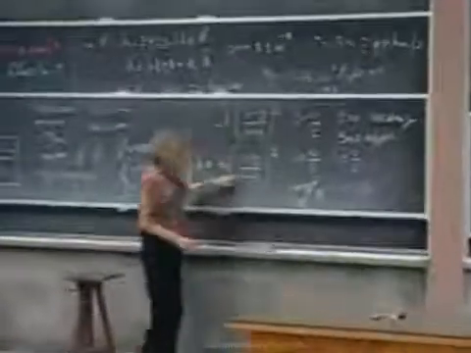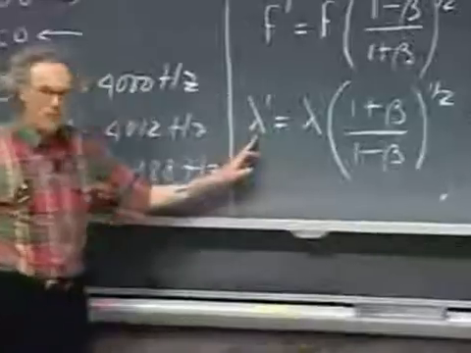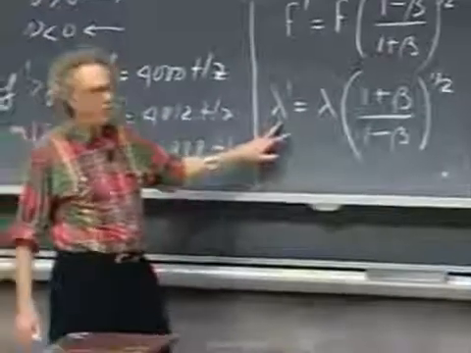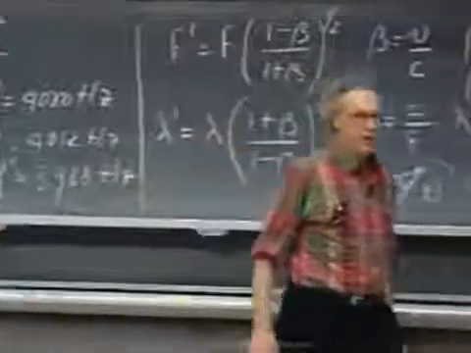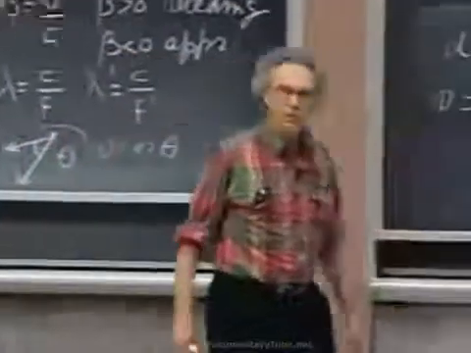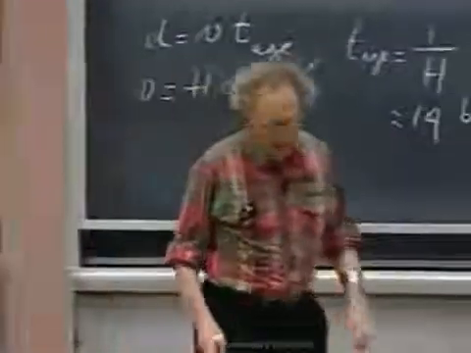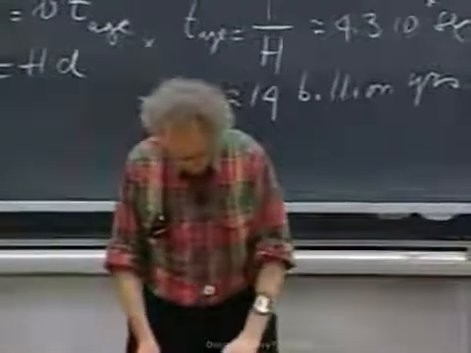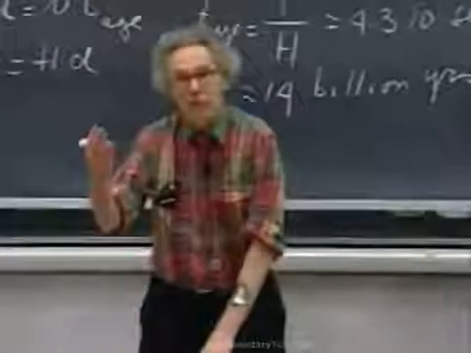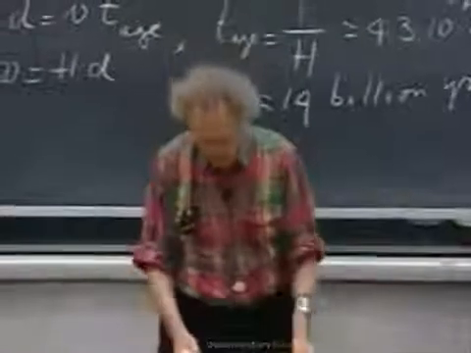And if beta becomes 1, lambda prime becomes infinitely large. You have an infinite amount of redshift. And f prime becomes 0. So the electromagnetic radiation has no frequency anymore. And so there's no energy anymore in the photons. So that is then the edge of our universe, of our visible universe. You can never see beyond that.